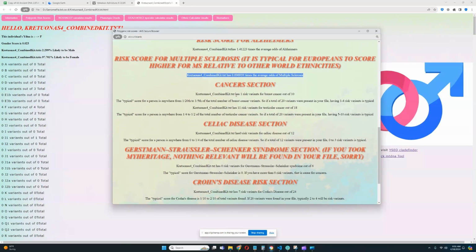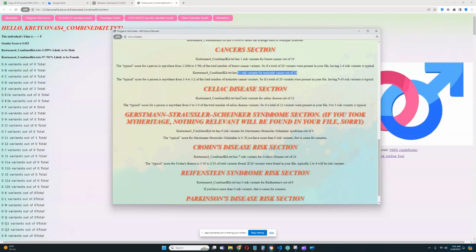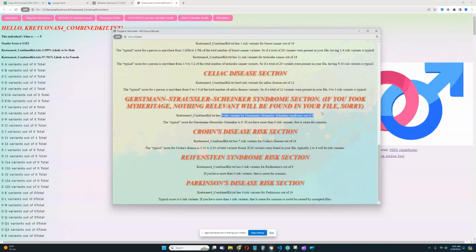For the cancer section, one risk variant for breast cancer out of 10, which is typical, normal. 11 risk variants for testicular cancer out of 18, pretty typical as well. No risk variants for celiac disease, pretty typical. No risk variants for GSS, pretty typical. 7 risk variants for Crohn's out of 24, pretty typical. No risk variants for Raffenstein's, pretty typical. 4 risk variants for Parkinson's out of 16, pretty typical.